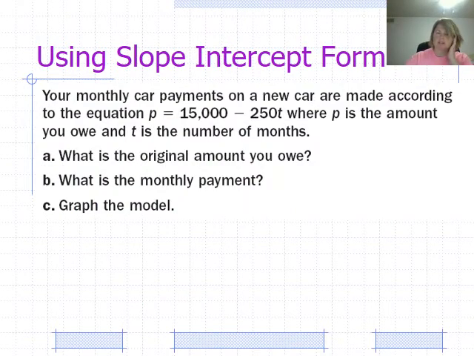All right, so look at this crazy one. So sometimes you have problems like this. It's kind of like a function problem. Your monthly car payment on a new car is made according to the equation P equals 15,000 minus 250T, where P is the amount you owe. So basically you just bought a $15,000 car, hopefully including taxes and everything. And T is the number of months that you have a loan for. So what is the original amount you owe? So your original amount that you owe is 15,000. What is your monthly payment? So for every single month, you're going to pay $250.